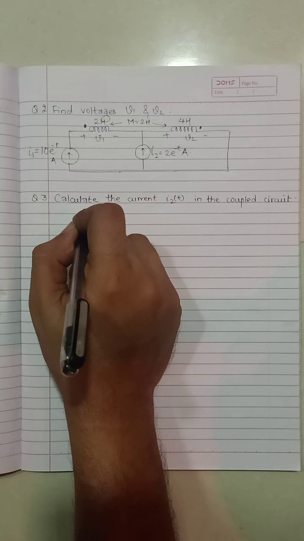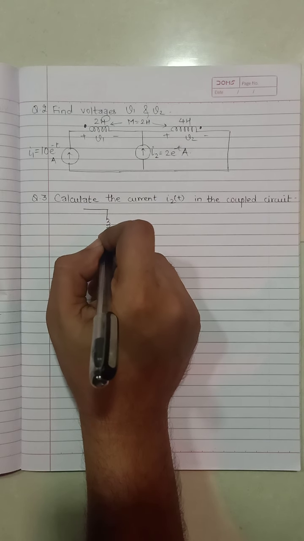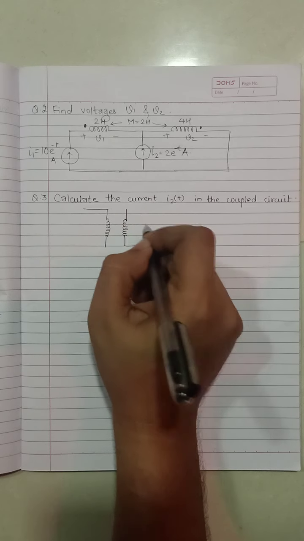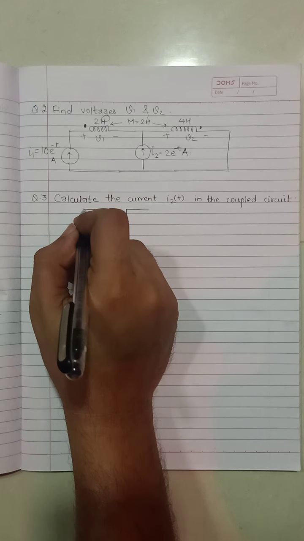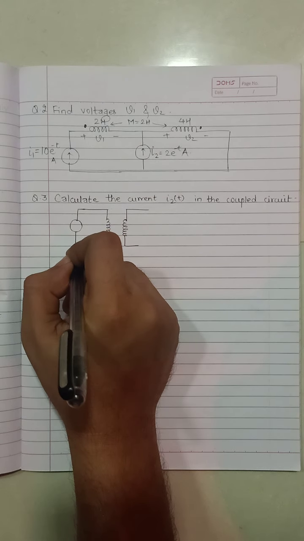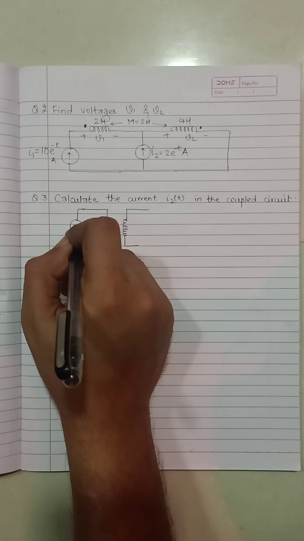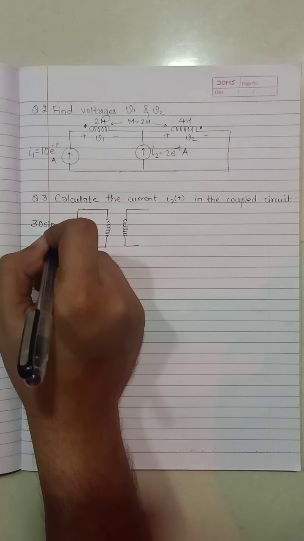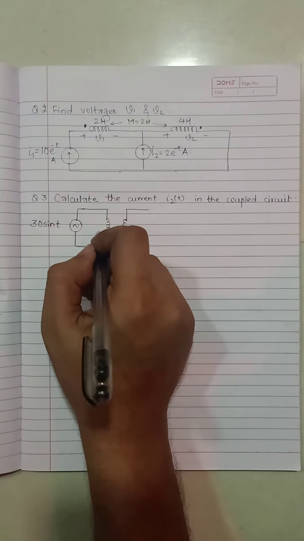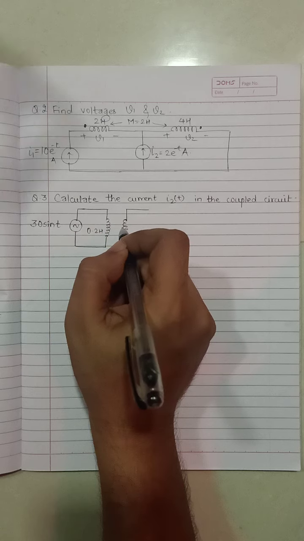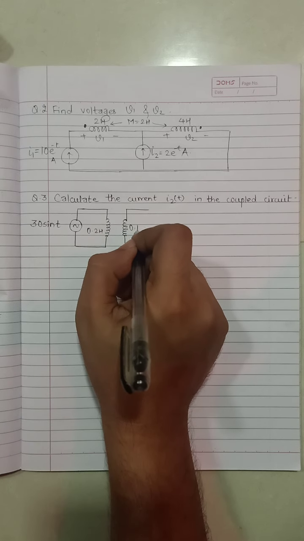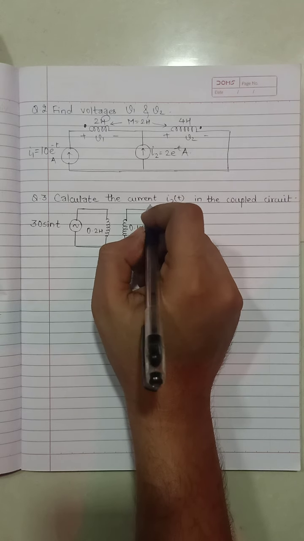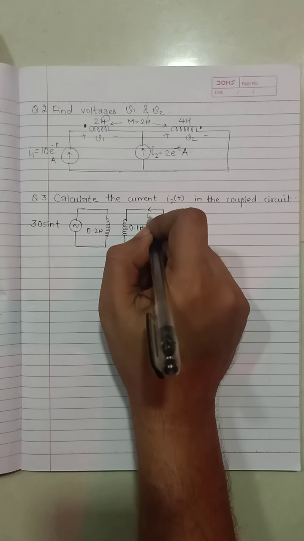The diagram given is this: 30 sin T, 0.2 Henry, 0.1 Henry. This side is shorted. The current flowing through this is I2 of T.